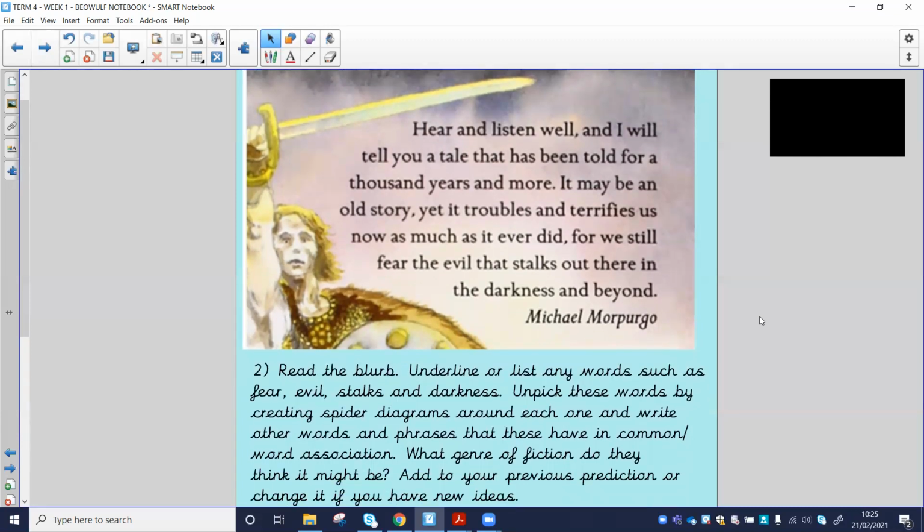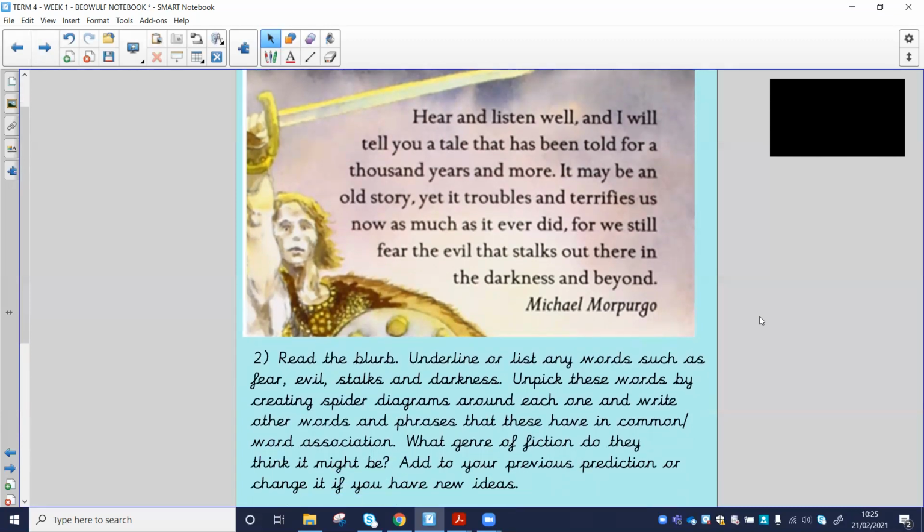So that is the blurb. It doesn't give too much away. There's a few keywords in there. So what I'm asking you to do, obviously, read the blurb, which you've done. If you have a hard copy of this, you can underline, but equally you can just list out some words in your books. Underline or list any particular words that stand out to you, any words that you think are quite significant. So I listed here fear, evil, stalks, darkness.